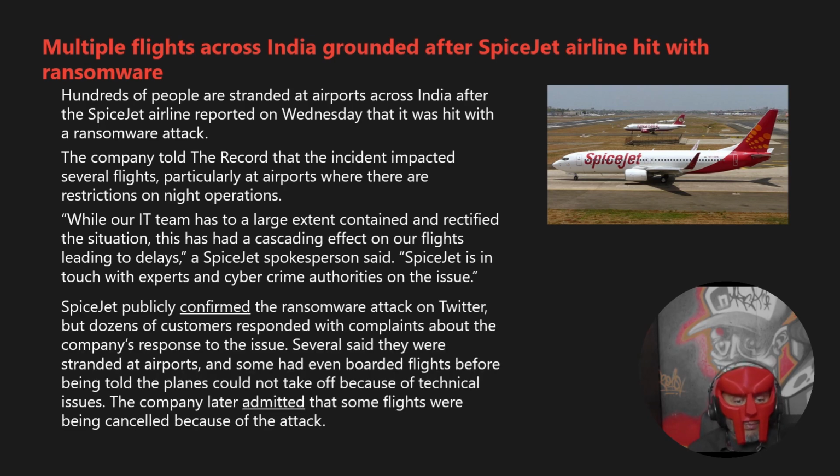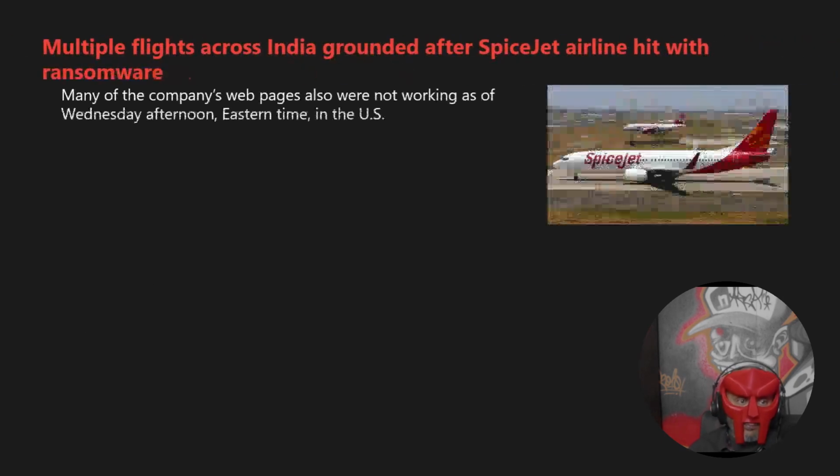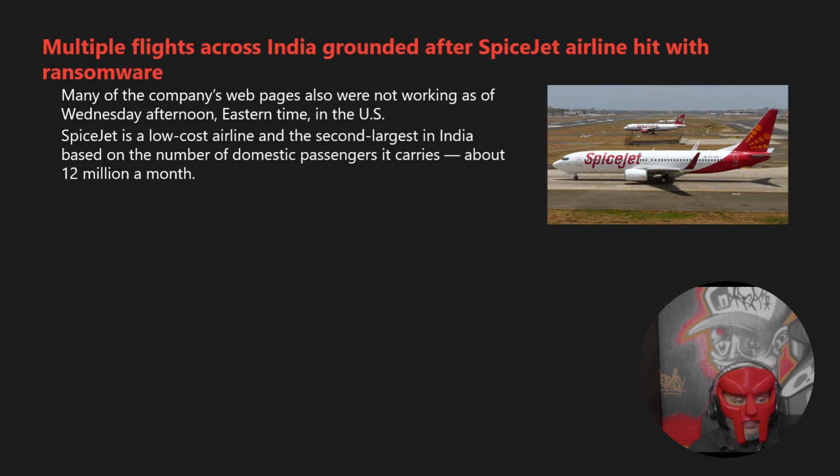SpiceJet publicly confirmed the ransomware attack on Twitter, but dozens of customers responded with complaints about the company's response to the issue. Several said they were stranded at airports, and some had even boarded flights before being told the planes could not take off because of technical issues. The company later admitted that some flights were being canceled because of the attack. Many of the company's web pages also were not working as of Wednesday afternoon, Eastern Time in the United States.